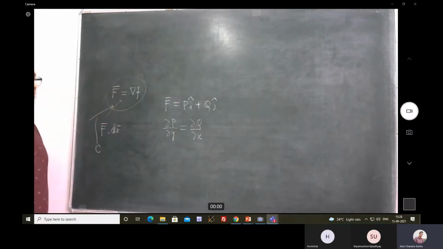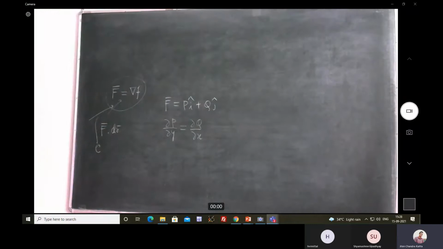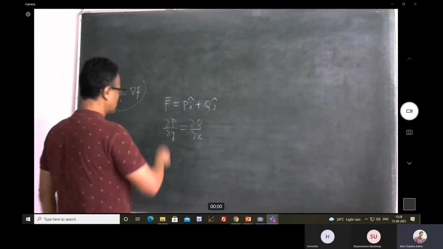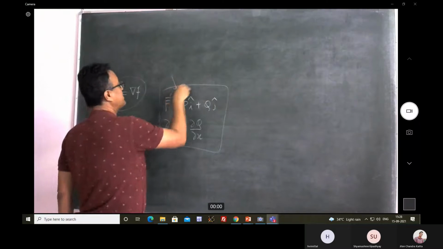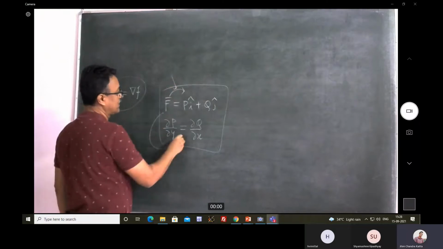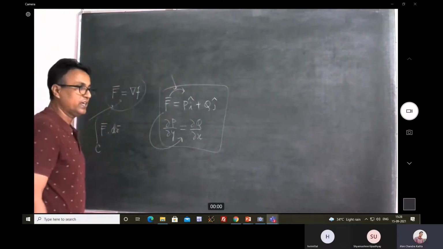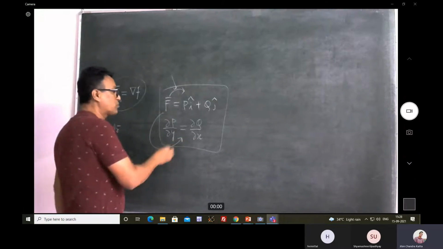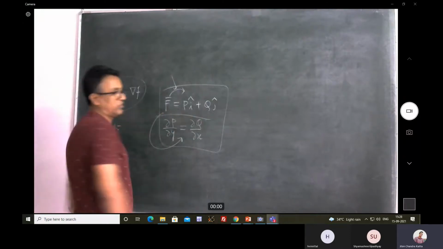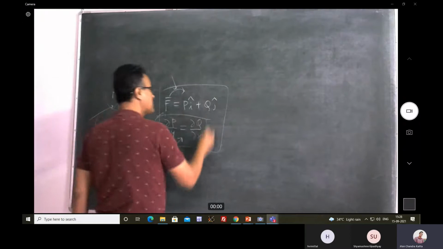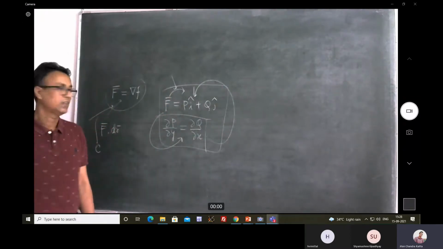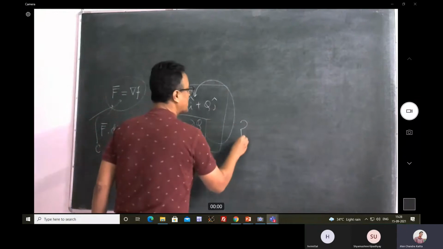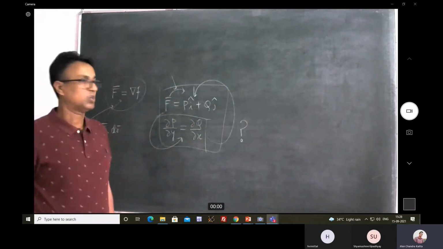Okay. So now the next question is, we have found out that if f is conservative, then this happens. So the next question is, if this condition is satisfied, does that guarantee me that f is conservative? In order to answer that question, we need to learn some concepts.